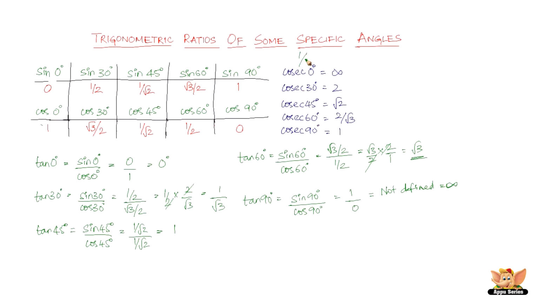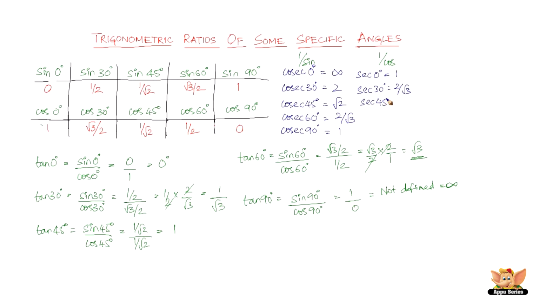Cosecant is 1 by sine. Let me write here. And the next one is going to be 1 by cos. That is nothing but the secant, right? So secant 0 degrees is going to be 1 by 1, so it's going to be just 1. And secant 30 degrees is going to be 2 by root 3.